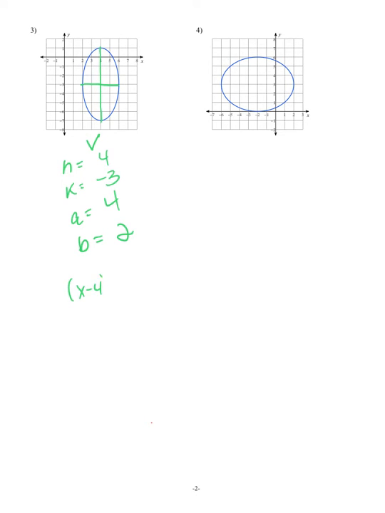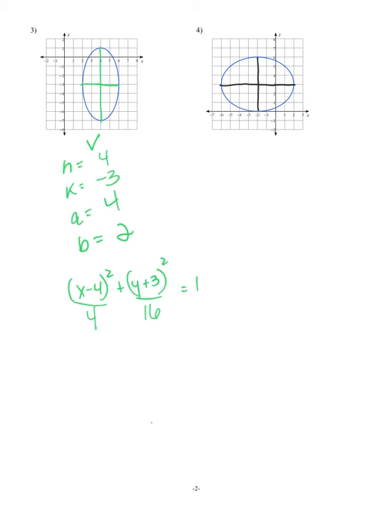X minus 4 squared plus y plus 3 squared, and that equals 1. And then we decide what goes where. Since it's vertical, the big number, the 16, also goes under the y, and the little number, 2 squared, goes under the x. And for the last one, and this took me no time at all to do, so you can do 10 in no time at all. Get some good points here.